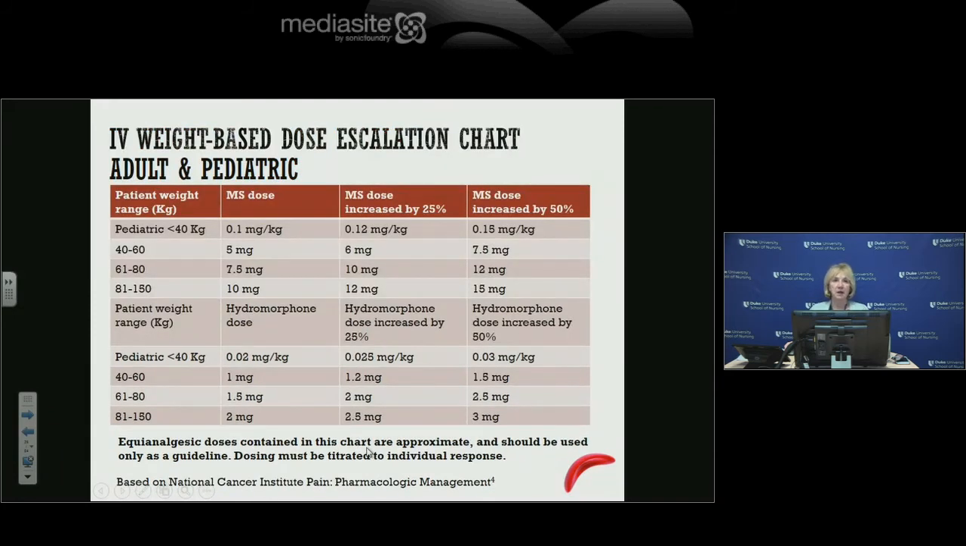And this is a dose escalation chart because the guidelines also recommend that you consider increasing the dose by 25% if the first dose doesn't work. And if you wanted to do this, this is a guideline as to what those dose escalations could be.